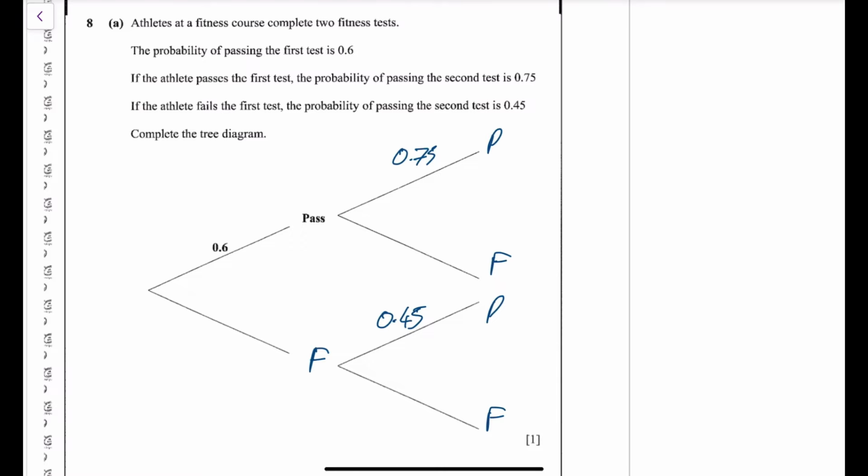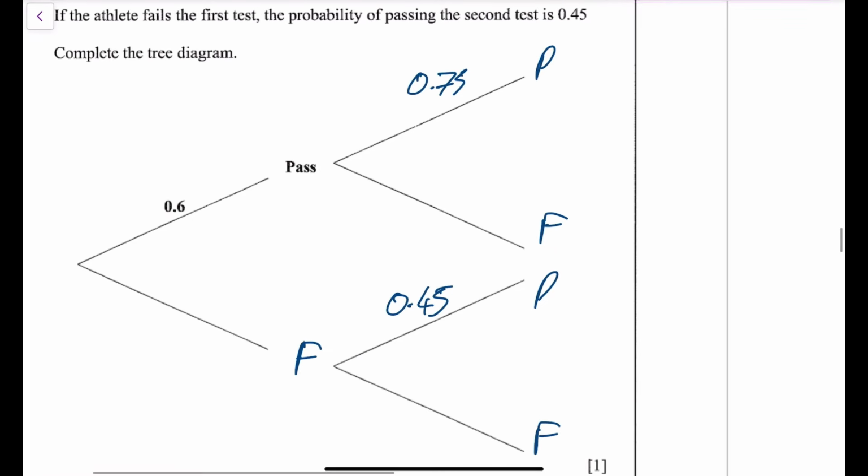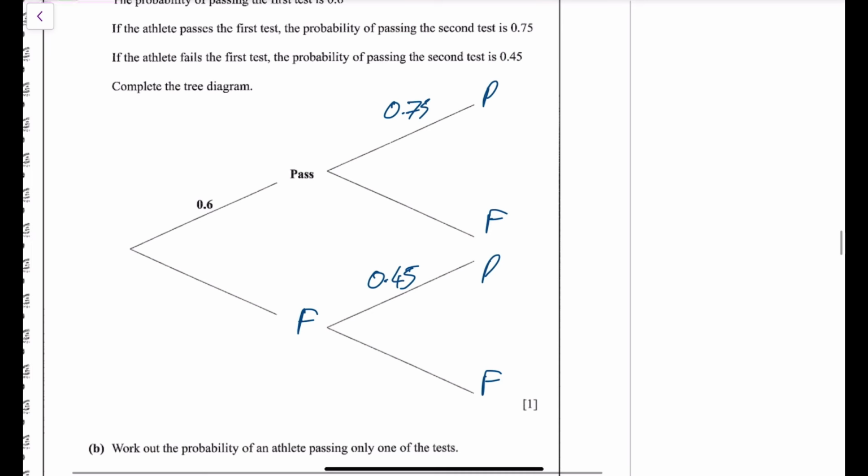Okay, so we've got all the information given in the question, but we know every set of branches adds to 1. So if that's 0.6, that's 0.4. This one up here is 0.75, that's 0.25, and this one is 0.55. So we've completed the tree diagram for just 1 mark.